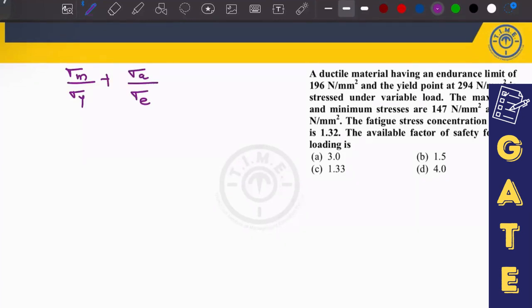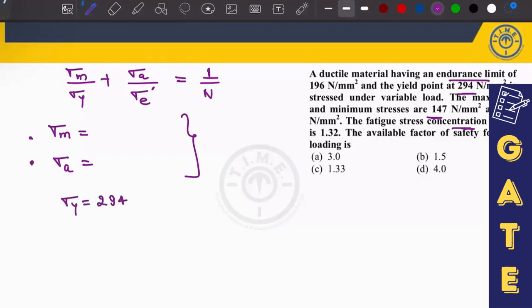Okay, so you know that Soderberg equation is mean stress divided by yield strength, plus variable stress divided by the endurance limit, which is corrected because they have given the stress concentration factor, is equal to 1 by n. Now, first of all, you will calculate the mean and variable. Maximum and minimum both are given. So please tell me what is this value first. And the yield strength is also given as 294. Now, the endurance limit is given as 196, which is sigma E. But they have given the stress concentration factor also, that is nothing but 1.32.